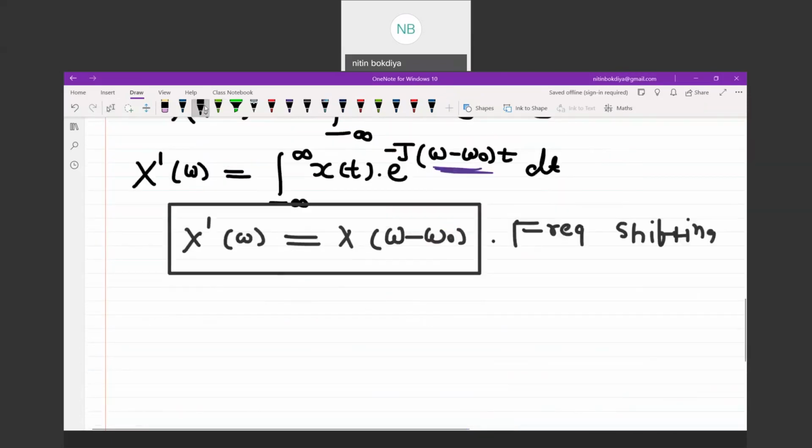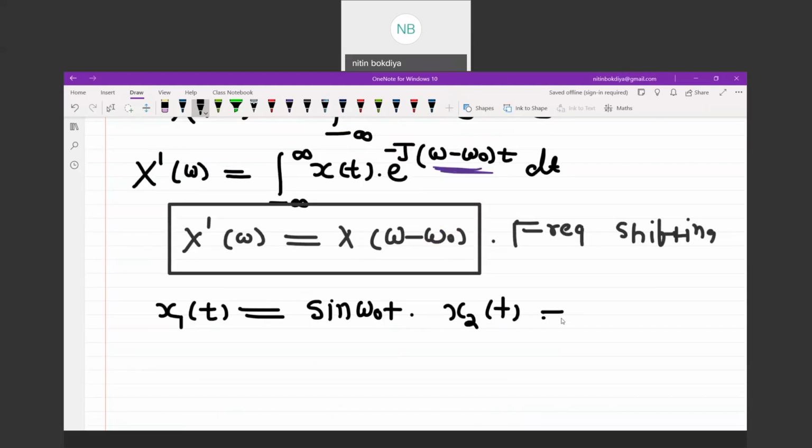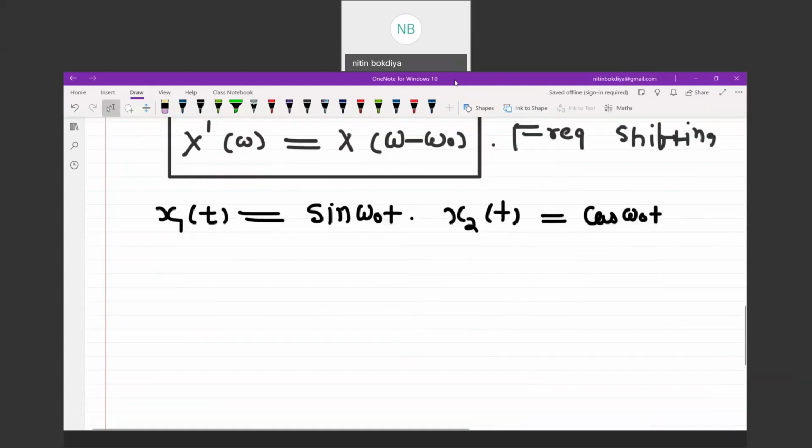Now we can find the Fourier transform of two functions, let's say x1(t) equal to sine of omega naught t, and x2(t) equal to cosine of omega naught t. Suppose these are two functions. So can I say we can use the frequency shifting property, and what it says?